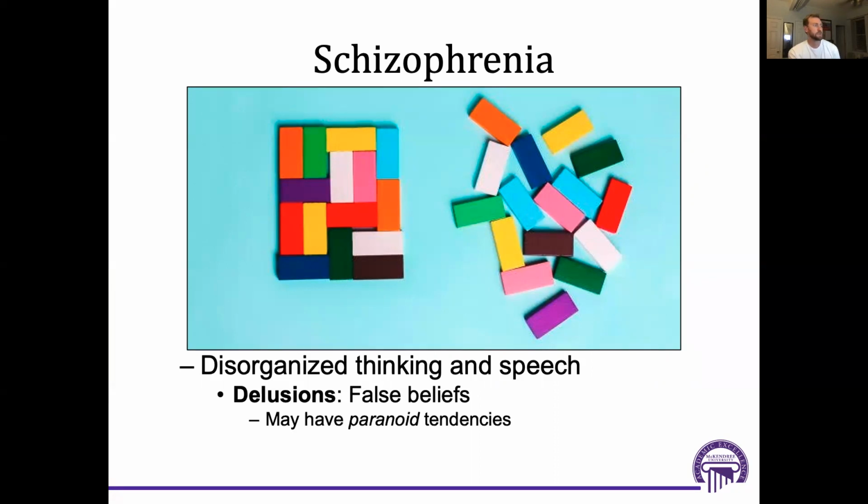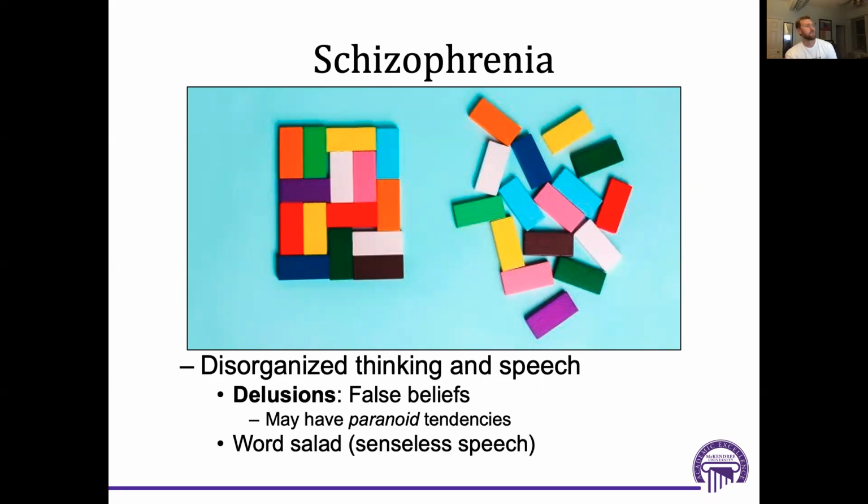With this, the person also may have paranoid tendencies. And so they may think that the FBI is after them, or that they have been probed by aliens or things like that, right? And so again, these are false beliefs. They have no basis in reality, but nevertheless, they feel very real to this person with schizophrenia.